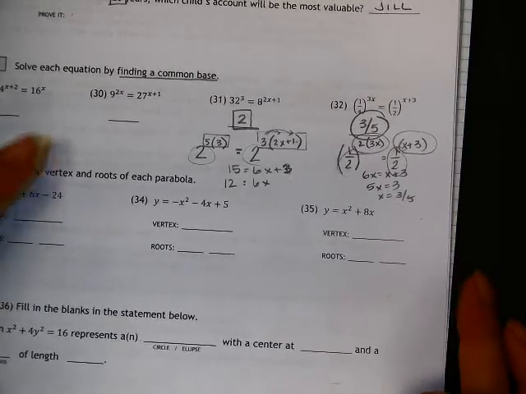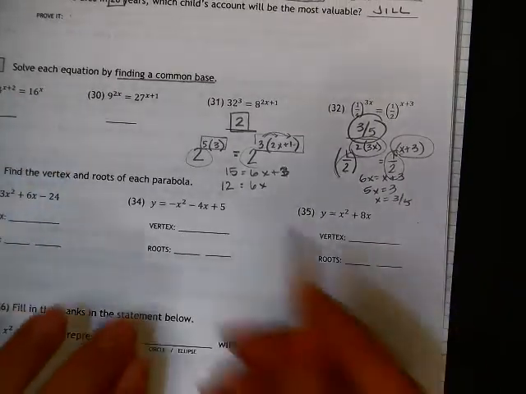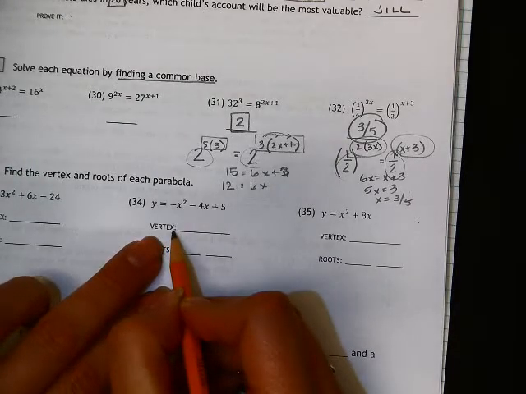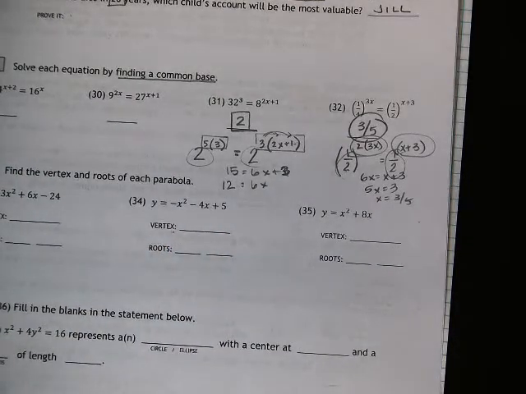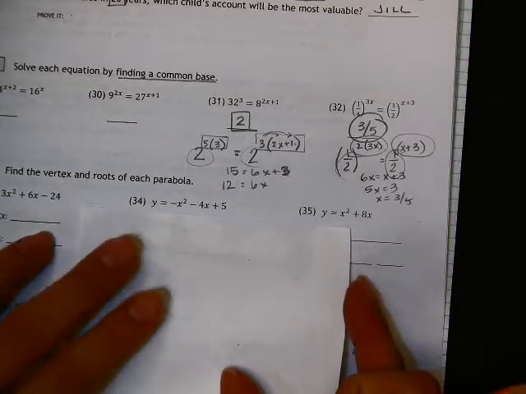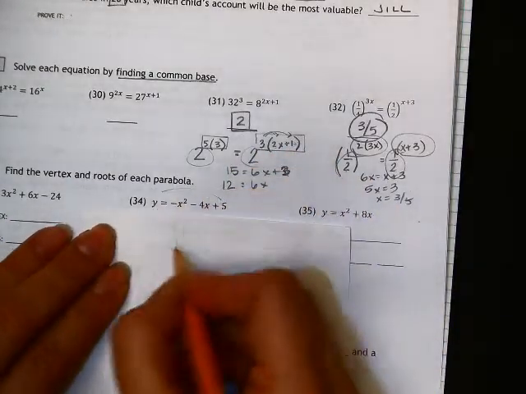All right, we've got a vertex and a root problem. So the first thing that I'm going to do is just go ahead and find the vertex for this. And to find the vertex, it just means I need to put it into the vertex form. So I move the 5.